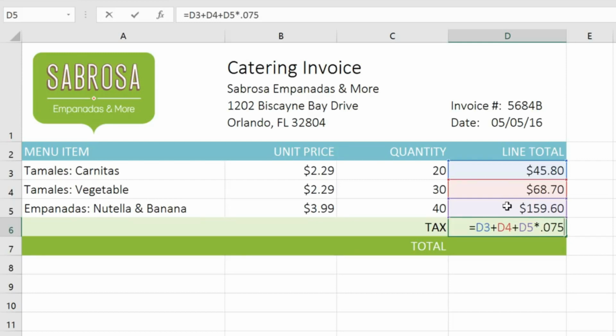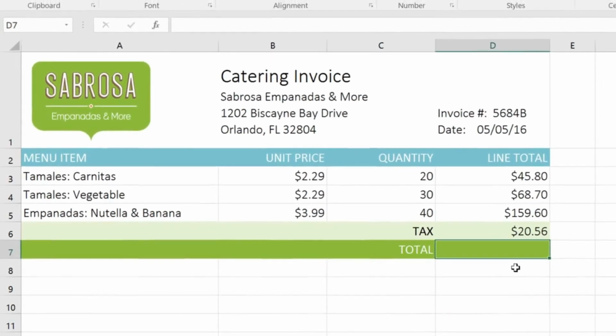Now, this may look like it's going to give us the correct answer, but it's not. That's because we didn't follow the order of operations. Remember, multiplication comes before addition, so Excel is going to multiply D5 by 0.075 first. Then it'll add D3 and D4, which isn't what we want. We want these 3 values to be added first. So to do that, we just need to put them in parentheses. Parentheses are often the best way of controlling which parts of the formula are calculated first. And when this formula is calculated, we can see that the answer is $20.56.